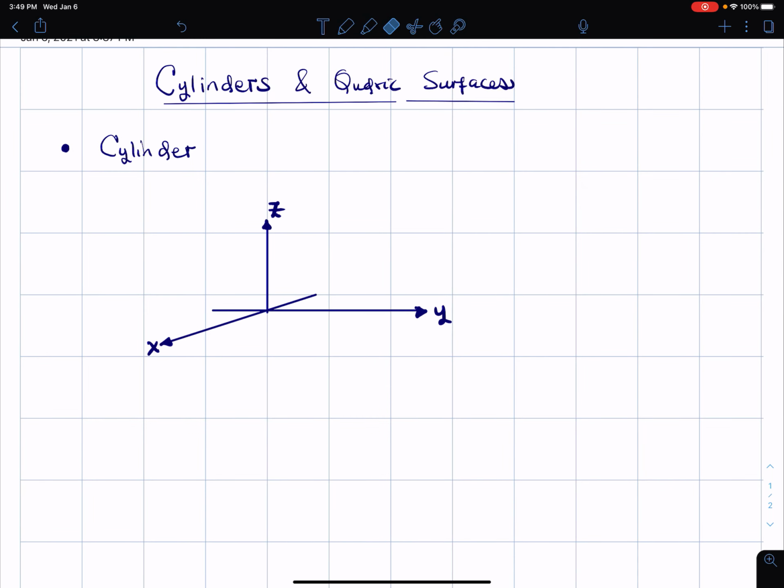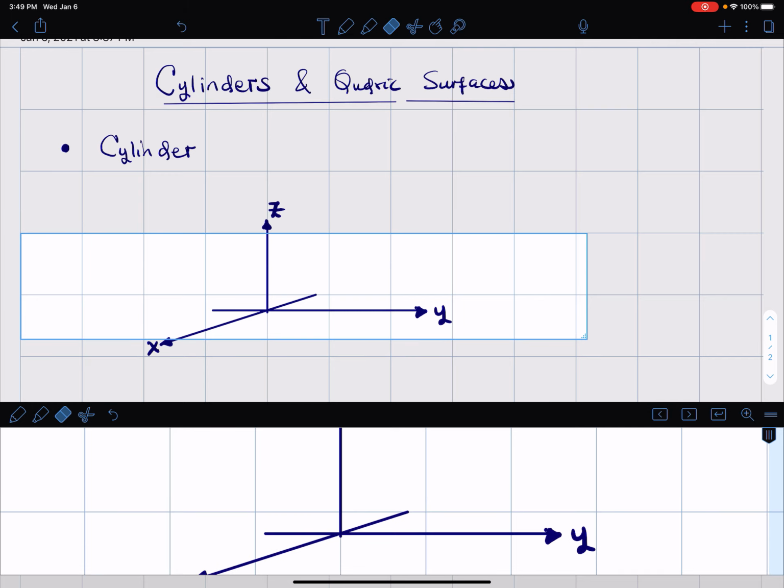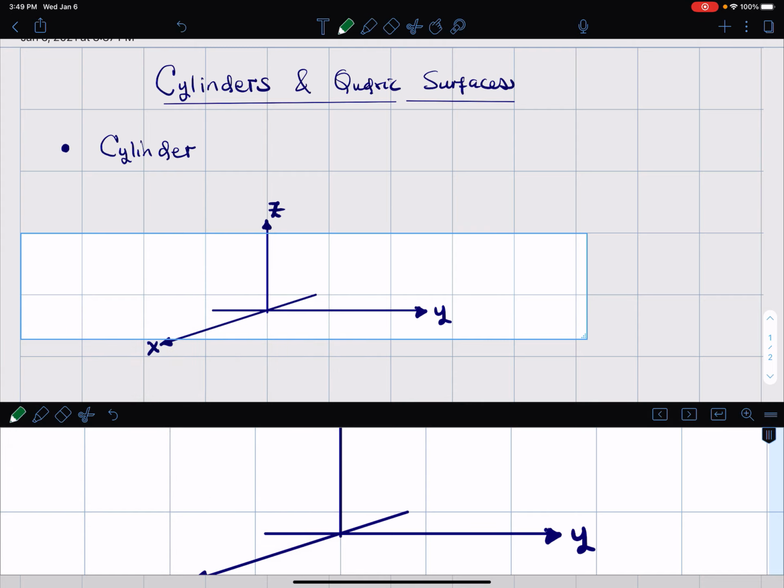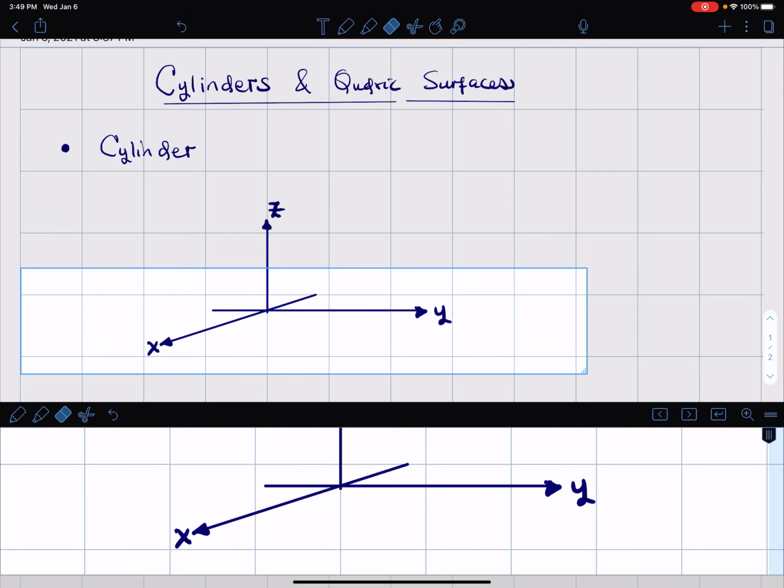Let's talk about cylinders and quadric surfaces. Let's start with cylinders. Assuming we have a curve, think of a green curve in R3, like this. Now, let's also assume that we have a line. So this curve lives on a plane, obviously, in R3.